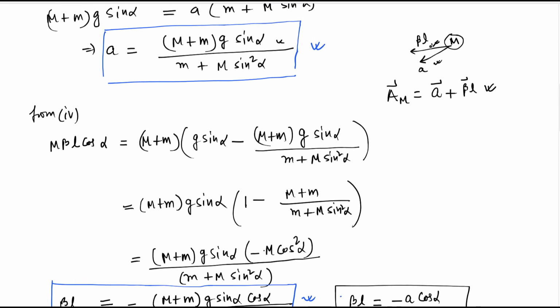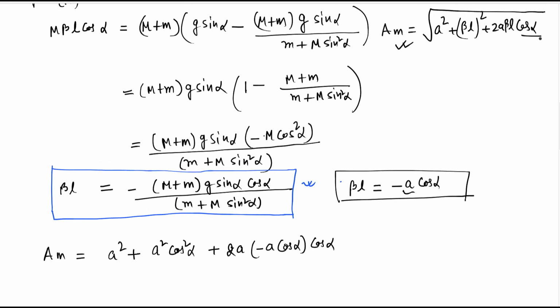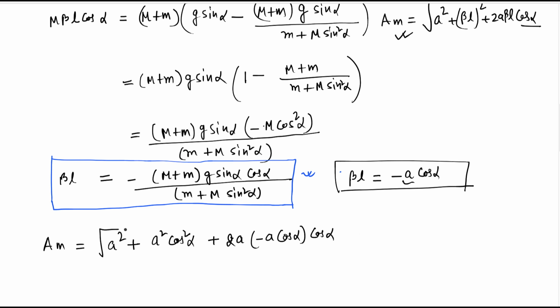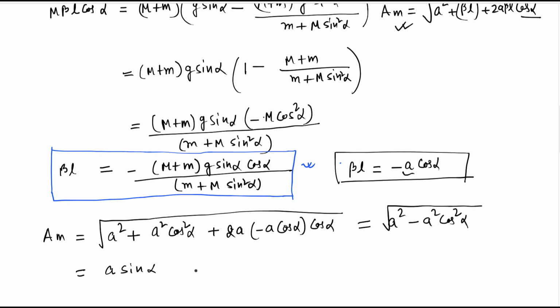Therefore, what is the angle between these two? It is alpha. So AM square is a square plus beta L square plus 2a beta L cos alpha, right? We need to compute this, and therefore we can have AM square as a square plus, instead of beta L we can write this, so a square cos square alpha plus 2a times minus a cos alpha times cos alpha, because the angle between these two is also alpha. Therefore this whole thing is nothing but a square minus a square cos square alpha, and AM is a sine alpha. Therefore the actual acceleration for mass m is a sine alpha.